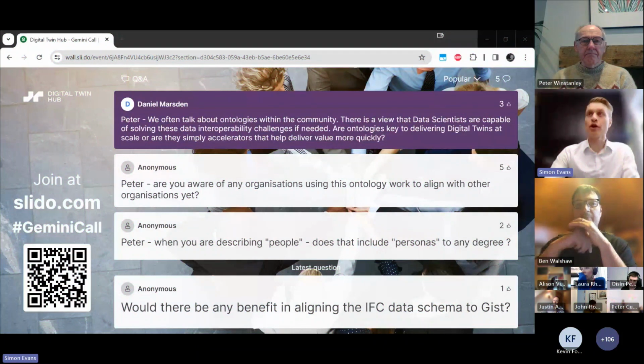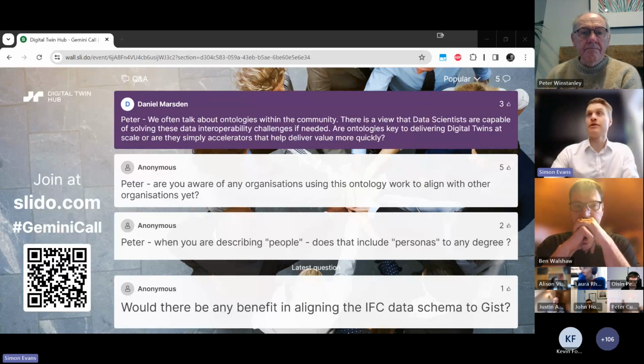We often talk about ontologies within the community. There is a view that data scientists are capable of solving these data interoperability challenges if needed. Are ontologies key to delivering digital twins at scale, or are they simply accelerators to help deliver value more quickly?